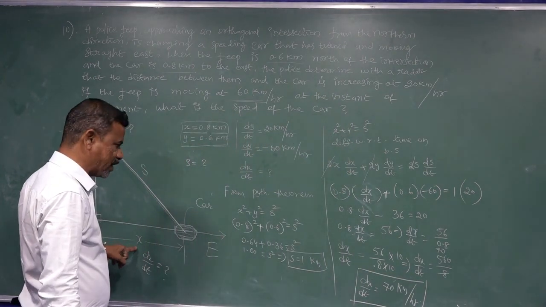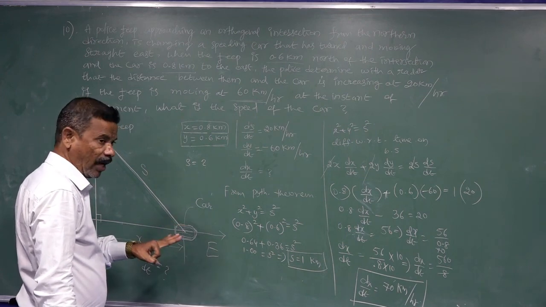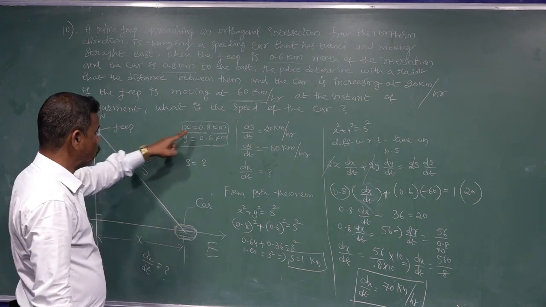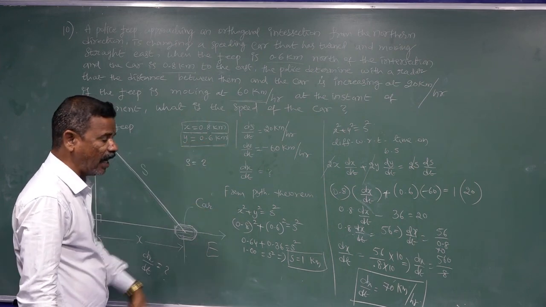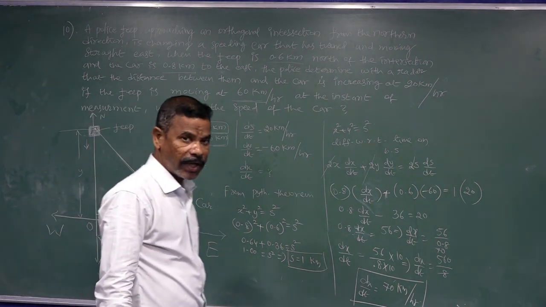The car speed is 70 kilometers per hour. At x value 0.8 and y value 0.6, dx by dt is 70 kilometers per hour. Okay, right.